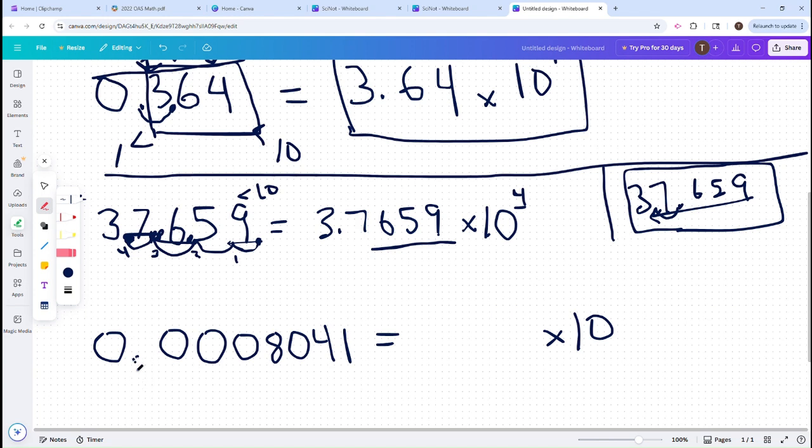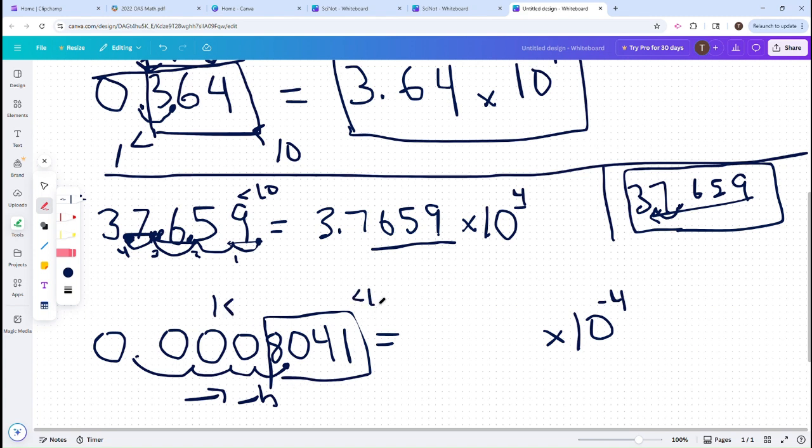So let's take the trip here. 1, 2, 3, 4. Now we moved it 4 spaces, but we moved it to the right. So this is going to be negative. So we moved it 4 spaces, but we moved to the right. So the exponent is negative 4. And now, when we moved it 4 spaces to the right, this number is now bigger than 1, 8.041, and it's smaller than 10.